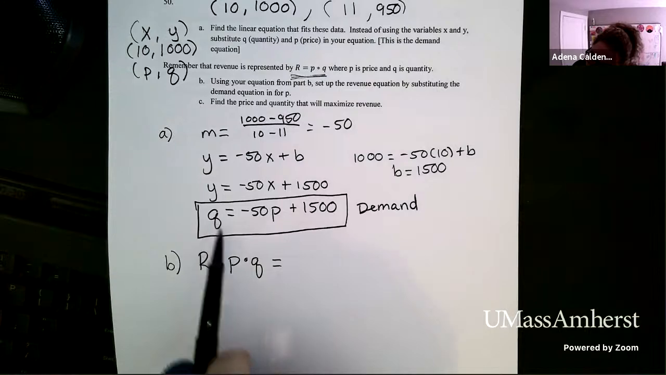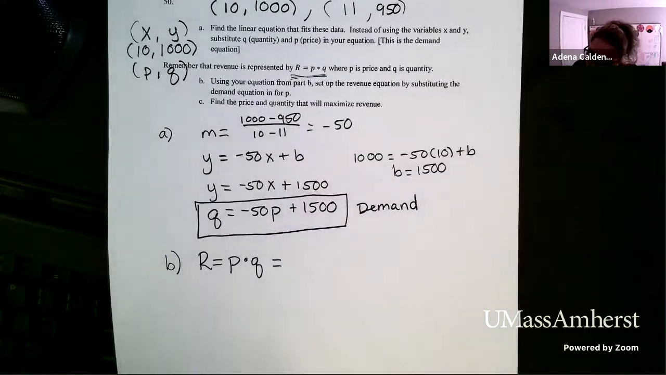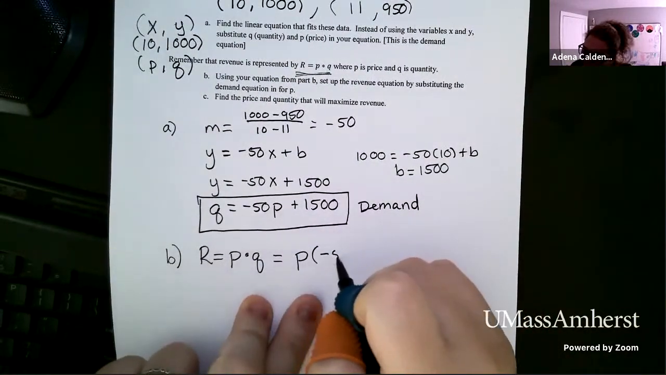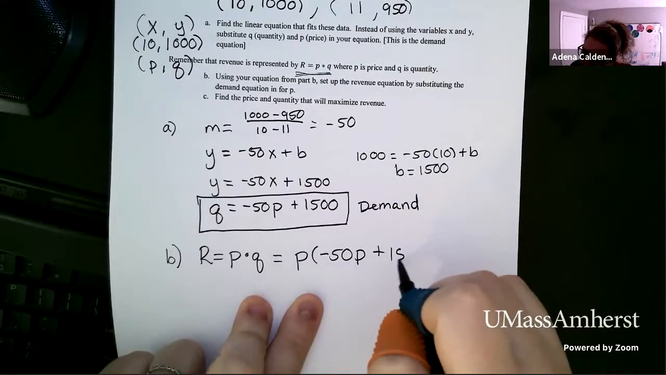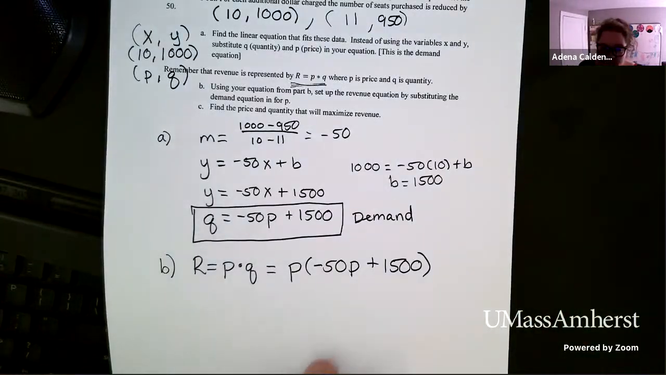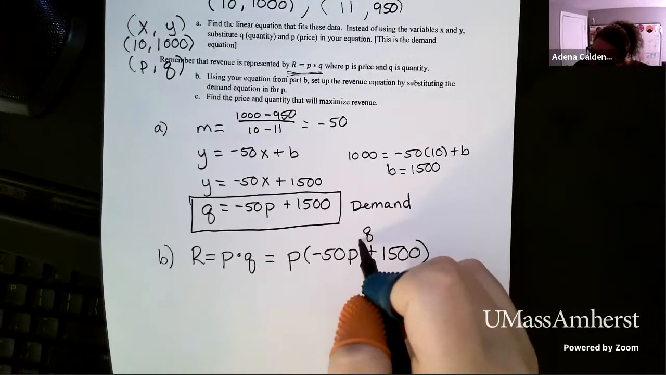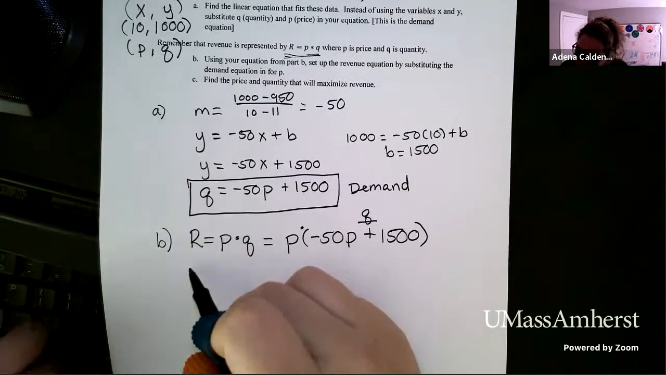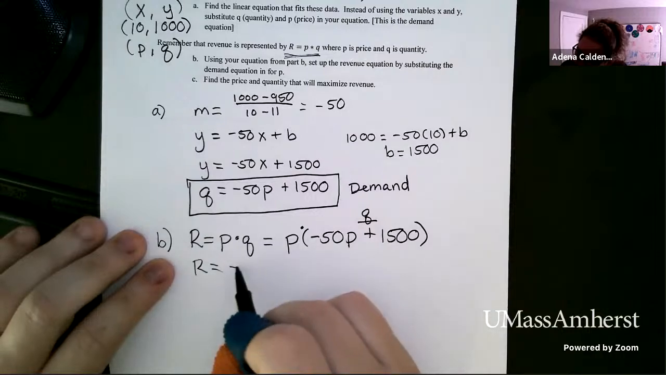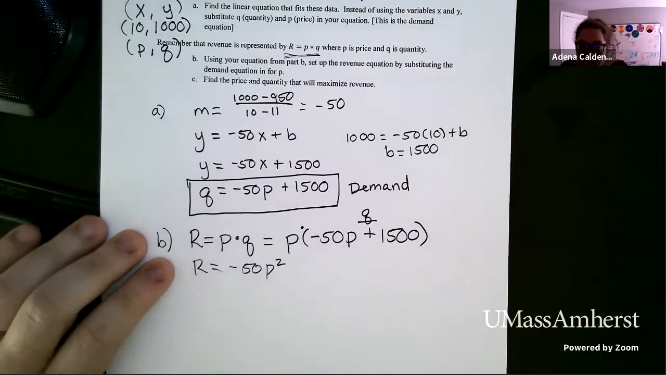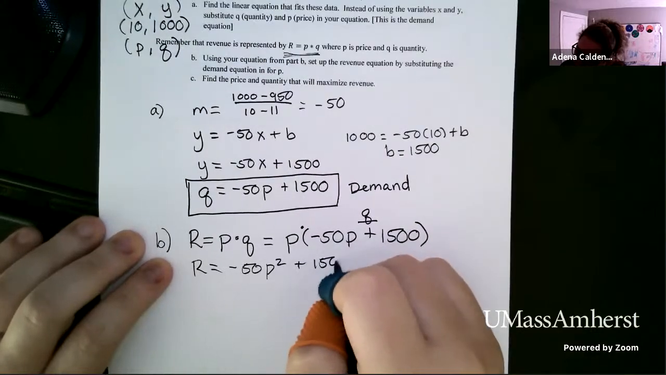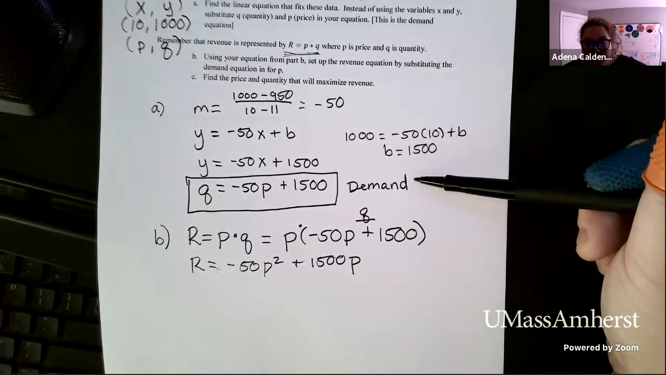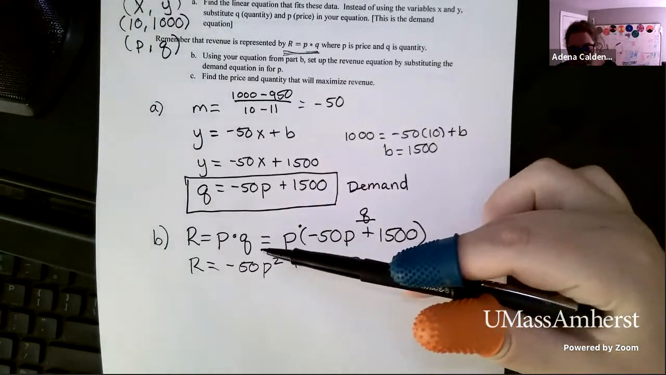That means here, instead of Q, I'm going to substitute in what Q represents, right? So I have P times, now I'm going to put in negative 50P plus 1,500, right? So this is my Q. So P times Q. So I can distribute algebraically this P through, so negative 50 P squared plus 1,500 P, okay?